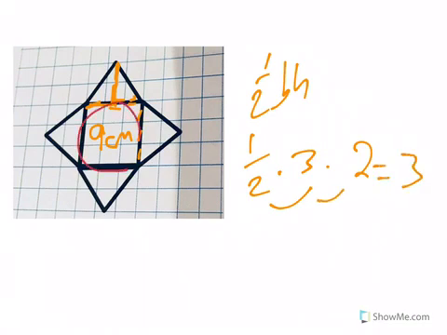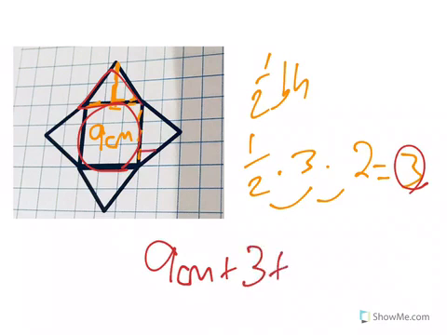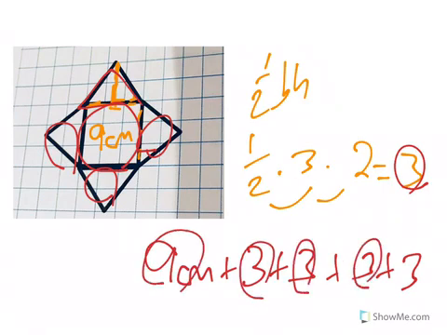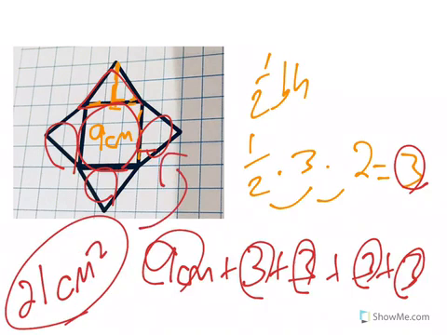So this internal square, we have 9 centimeters squared. For each triangle, we have 3. So we end up with 9 plus 3, plus 3, plus 3, plus 3, because there are 4 triangles. So 9 plus 3 is 12, plus 3 is 15, plus 3 is 18, plus 3 is 21. We end up with 21 centimeters squared as the surface area of this entire shape.